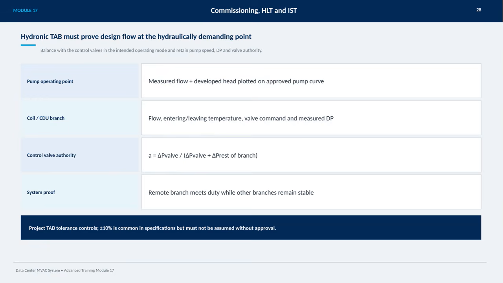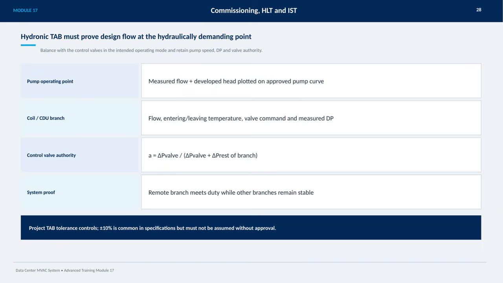For the coil or CDU branch, we monitor the flow, entering and leaving temperatures, valve command, and measured differential pressure to verify proper function. Valve authority is a key concept here, calculated as the ratio of the valve pressure drop to the total pressure drop of the branch. This indicates how much control the valve has over the flow.